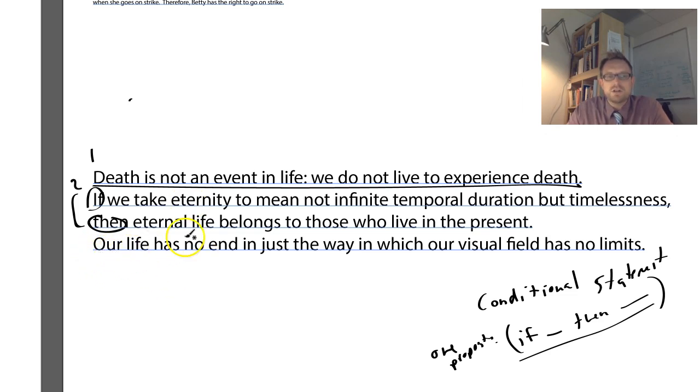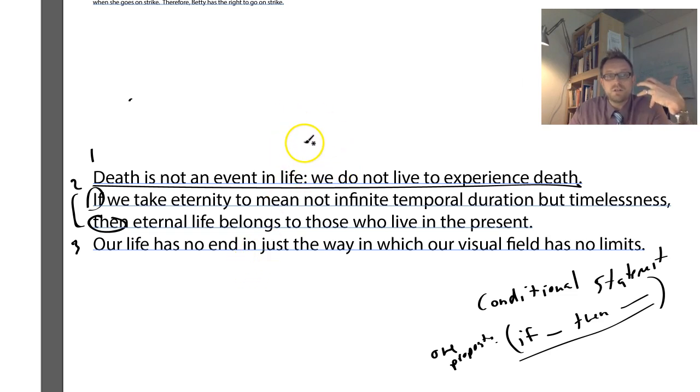And then the last one here is, our life has no end, in just the way our visual field has no limits. This would be number 3. So we have 1, 2, and 3. The question here is, what is the conclusion? And here's where it's difficult, because we're lacking one of these conclusion indicator terms like so, therefore, or thus. So what are we supposed to do? Well, stop and ask yourself, what is the basic takeaway of this passage? What does this person want me to walk away thinking?